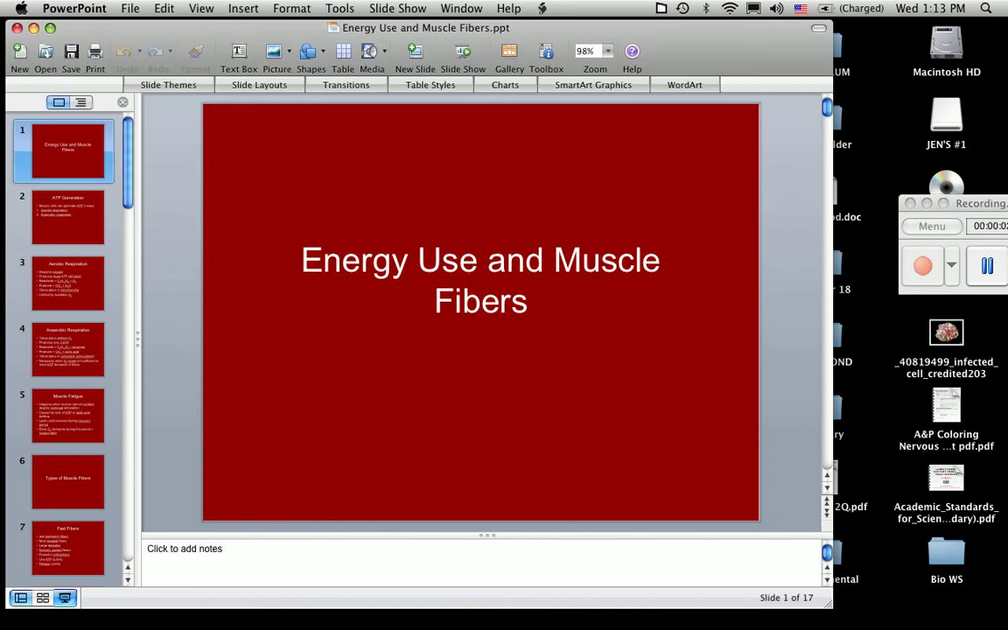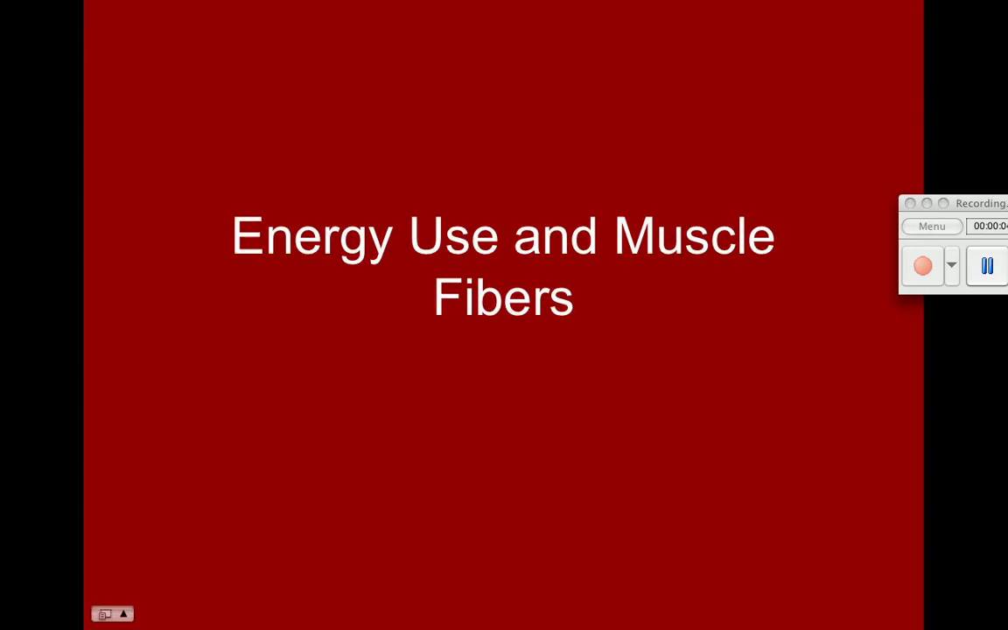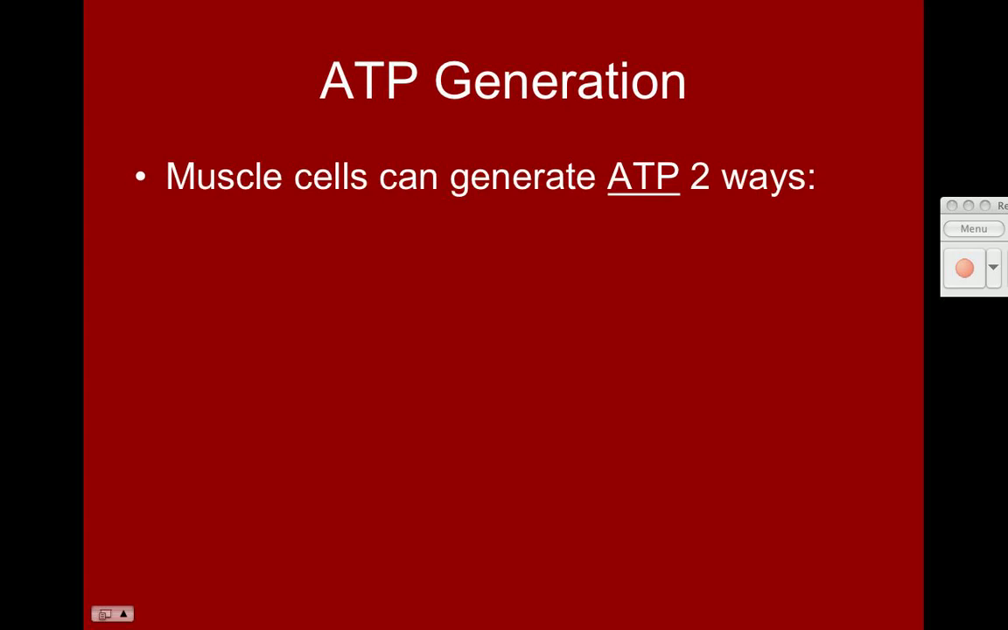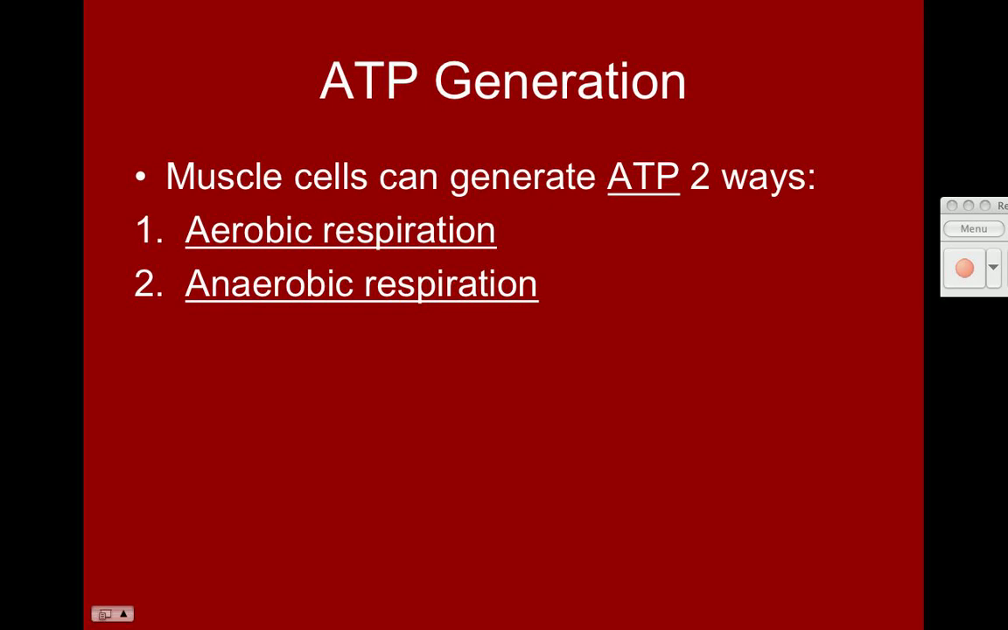Okay, our third segment here in our muscular system unit is on energy use and muscle fibers. Now, what you need to remember with energy is that energy in a body is created by ATP. Okay, so how do we generate ATP? Well, we have it in two ways. We have it through aerobic respiration as well as anaerobic respiration. So let's go through the characteristics of each.